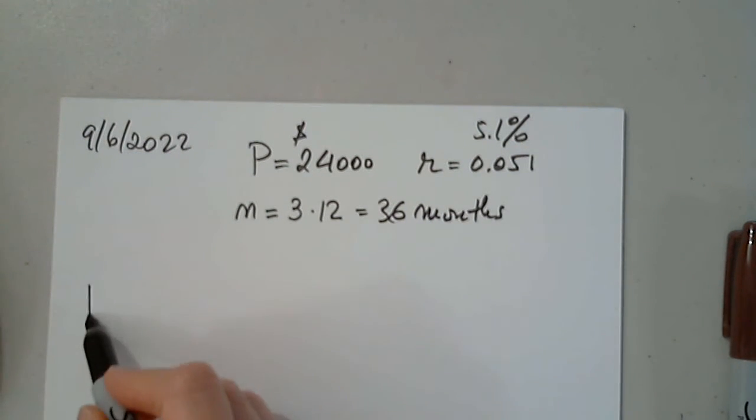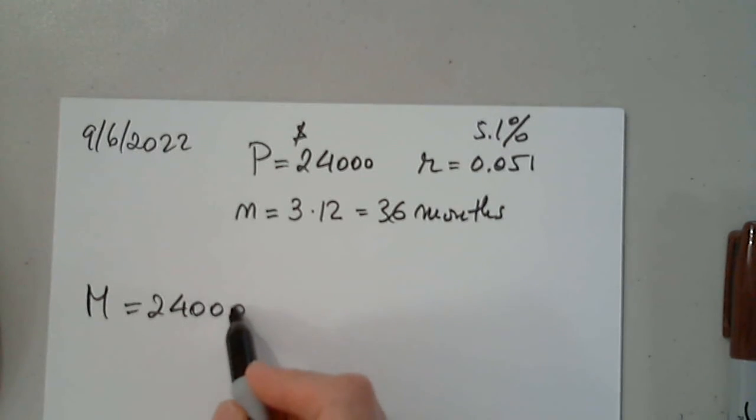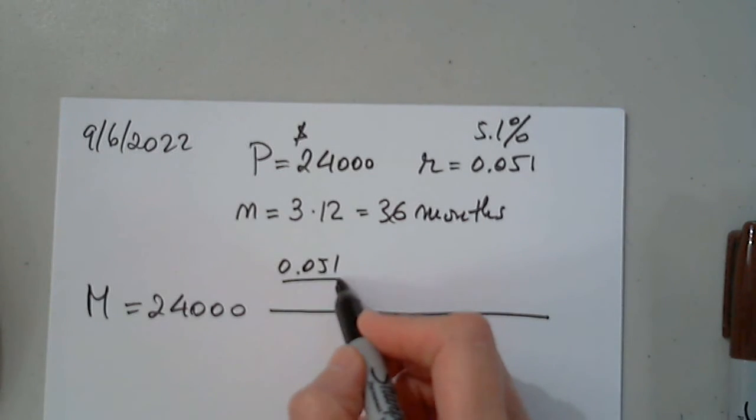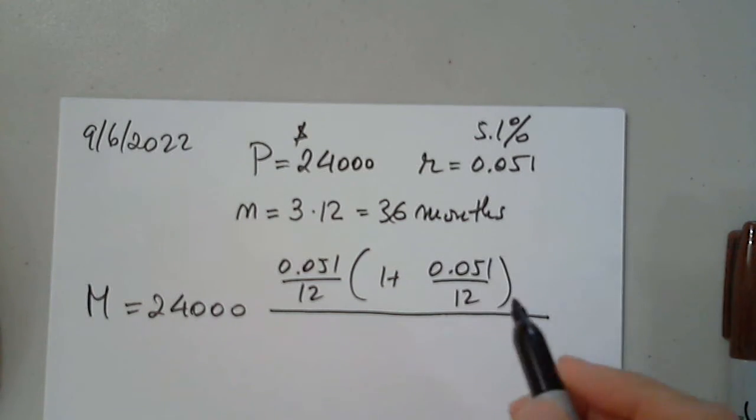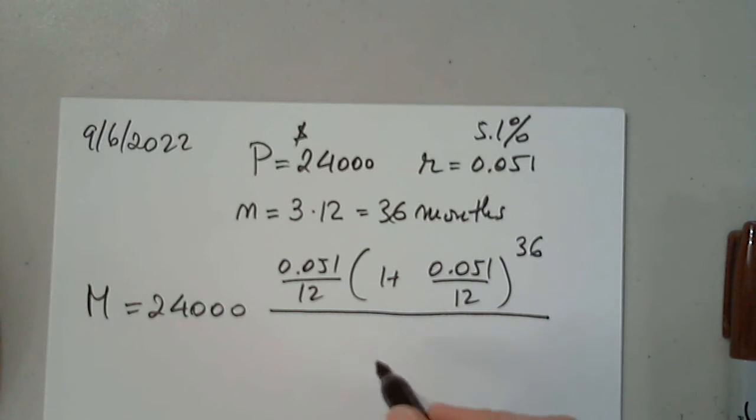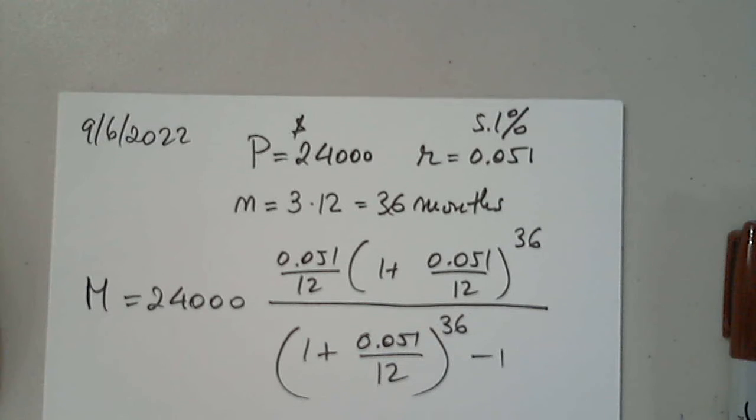So then I will copy the formula, and I will punch in what you gave me. 24,000, long fraction line, 0.051 divided by 12, 1 plus 0.051 divided by 12, and the power is n, which is 36 months. So 1 plus 0.051 over 12, and everything raised to power 36 and minus 1. So let's look at the formula for a few seconds.